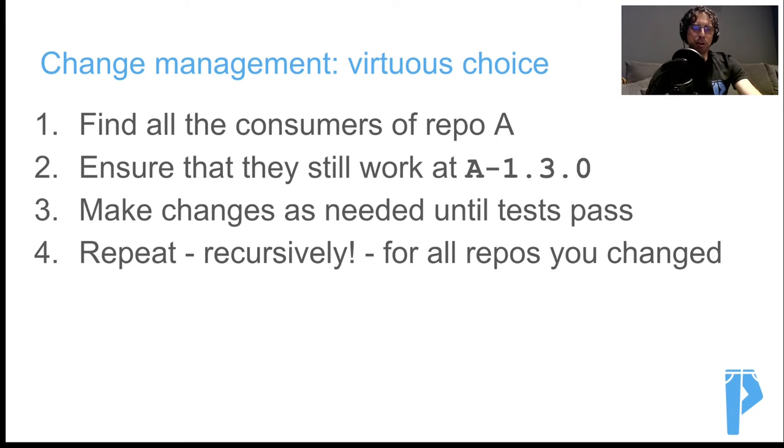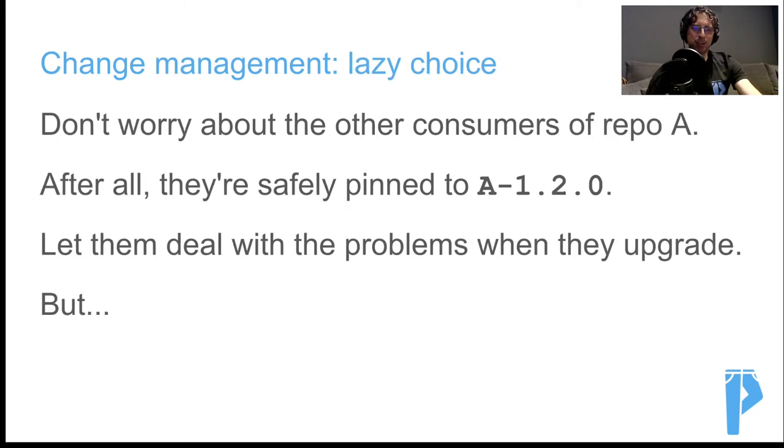So very often people don't make the virtuous choice, they make the lazy choice. And the lazy choice is, don't even worry about the other consumers of repo A, because they're safely pinned. This is what versioning is for. They're safely pinned to that earlier version of A. And I guess let them deal with the problems when they upgrade.